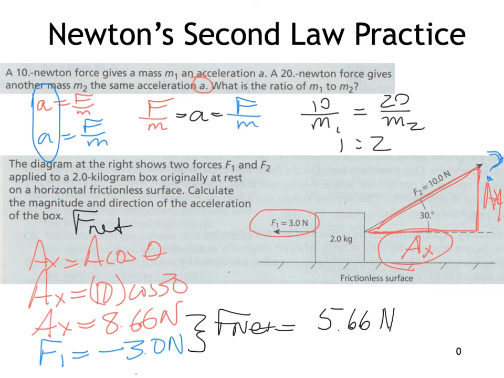So that's going to be the direction of AX. That's to the right, by the way. So I'm getting 5.66 newtons to the right. Now the thing is, I don't think I've answered the question yet, because they want to know the magnitude and direction of the acceleration of the box.